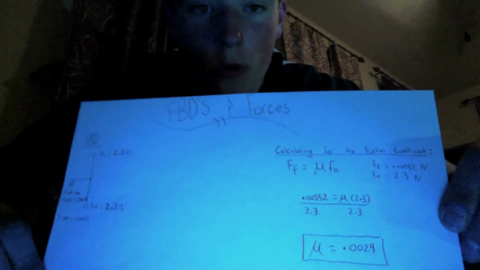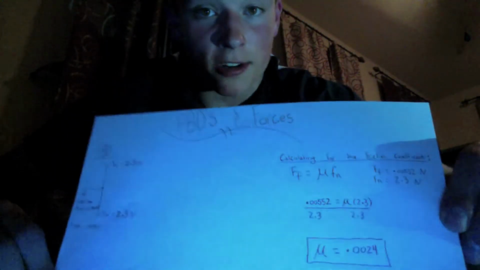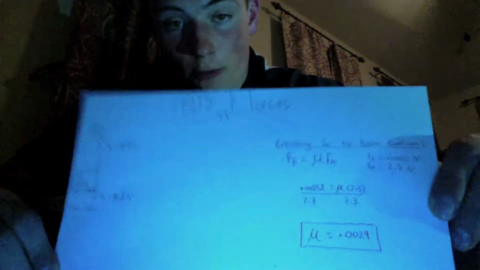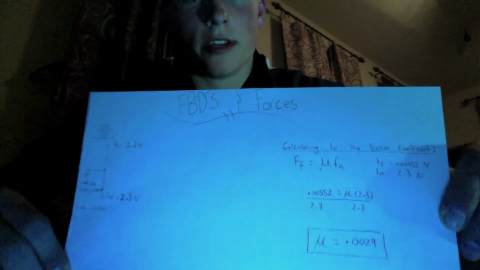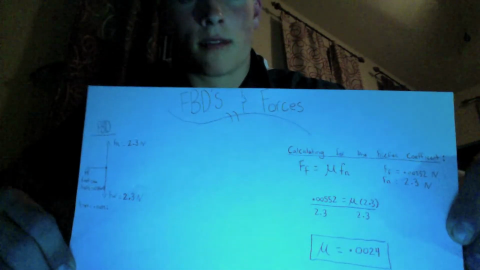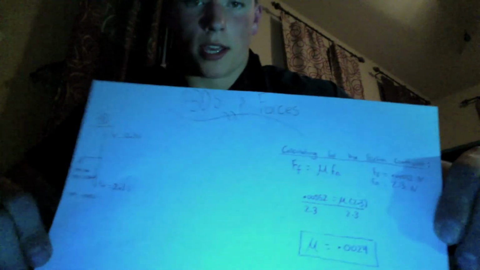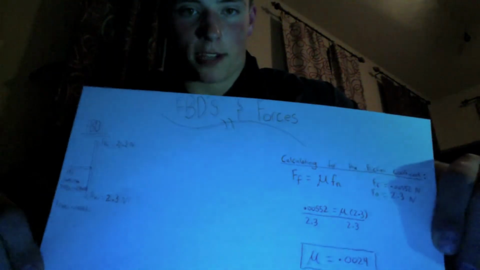Free body diagram over here. We got our force normal, our force W, our force friction, and our net force. Our force W is the force of gravity, and that is equal to 2.3 newtons. And our force normal, same thing, 2.3 newtons. How we found that is we just took our weight and got 2.3 newtons.